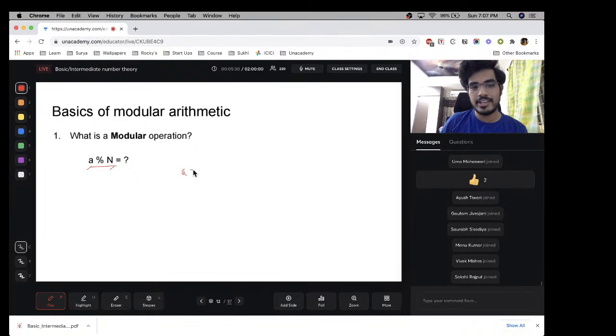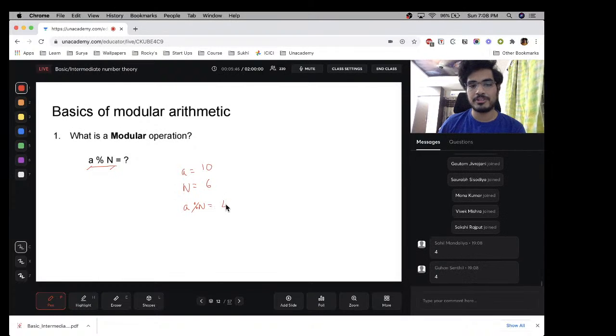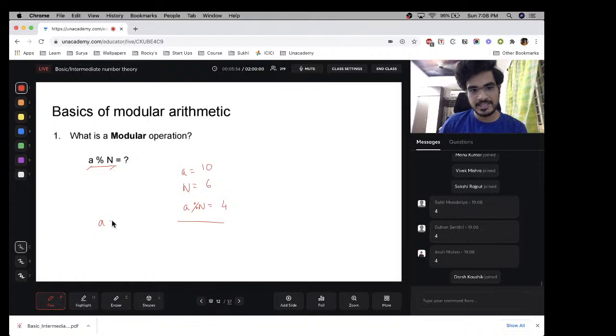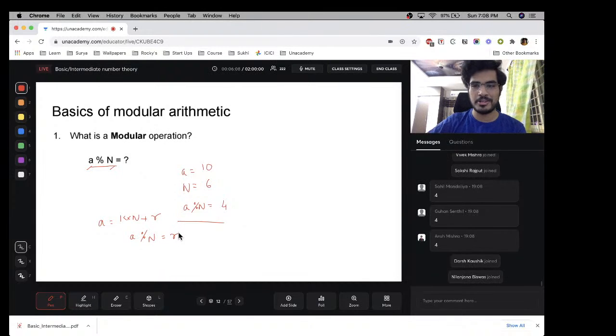Suppose a equals 10, n equals 6. What is the remainder we get after we divide? A mod n will be 4. Simple, right? Like that's it. Basically, that's it. Nothing complex. Like if we represent a as k times n plus r, then a mod n equals r. As simple as that. Nothing complex.